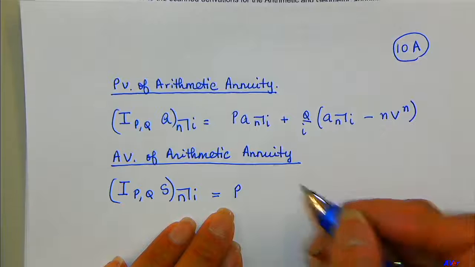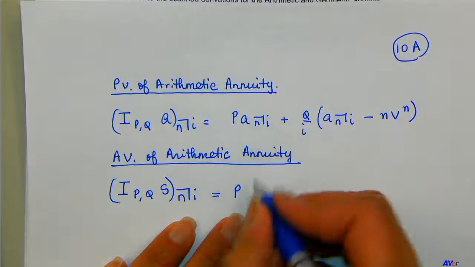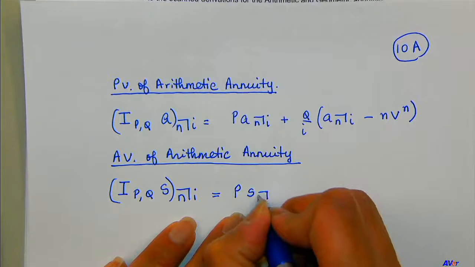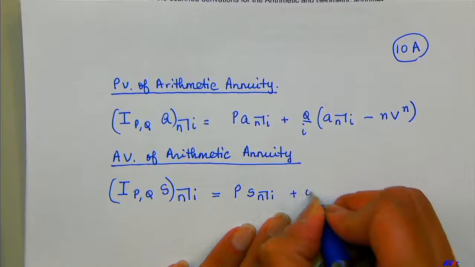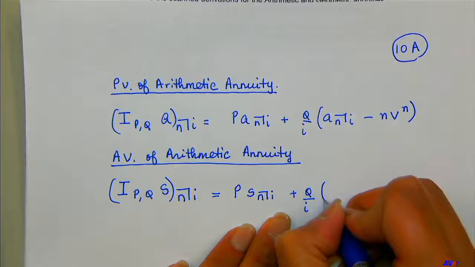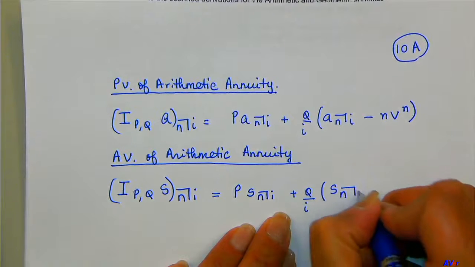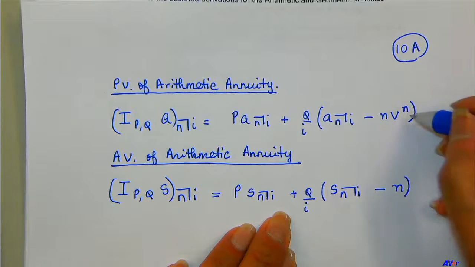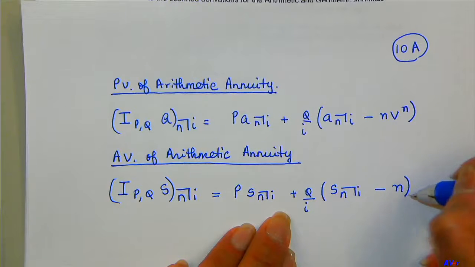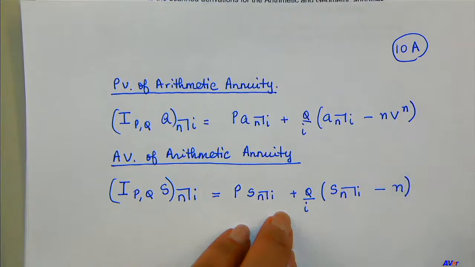When I multiply this by 1 plus I to the N, I'm going to get P S angle N I plus Q over I, S angle N I minus N. Because when I multiply V to the N by 1 plus I to the N, they will cancel. So this term will not have a v to the n in it, because when you multiply by 1 plus I to the n to get the accumulated value, that disappears.